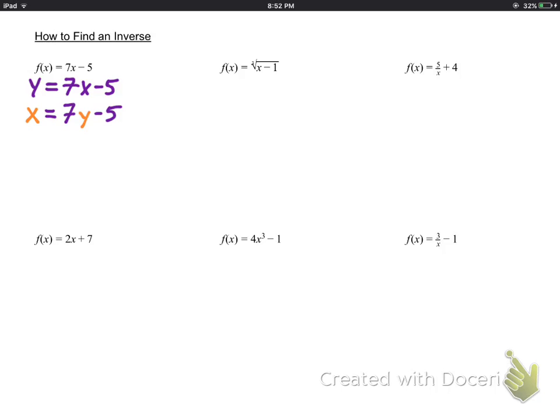So we have x equals 7y minus 5. Just switch that x and y every time, okay? This is to find the inverse. Then the last step is we need to solve for y. So here we are solving for y.